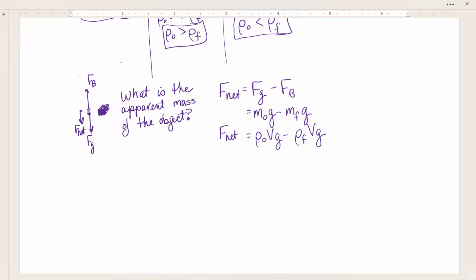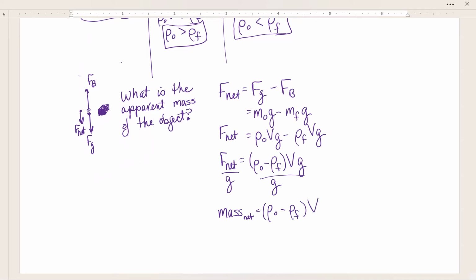And notice that I'm going to have a difference here. My apparent weight is the density of the object minus the density of the fluid times volume times gravity. Well, if I want the mass, I'm going to divide gravity out. So the mass net is just the density of the object minus the density of the fluid times volume.